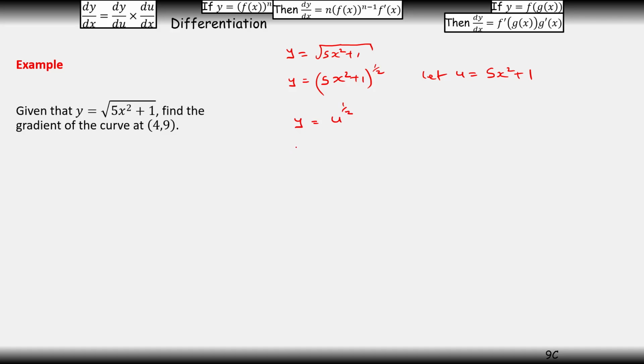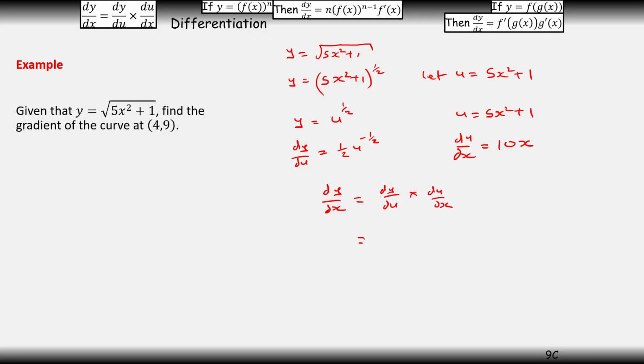I'm going to differentiate y with respect to u. dy over du is equal to a half of u to the power of minus a half. u equals 5x squared plus 1, so when I differentiate u with respect to x, I'm left with 10x. Chain rule: dy over dx is equal to dy over du times du over dx. So let's substitute. dy over du is a half u to the power of minus a half, times 10x.